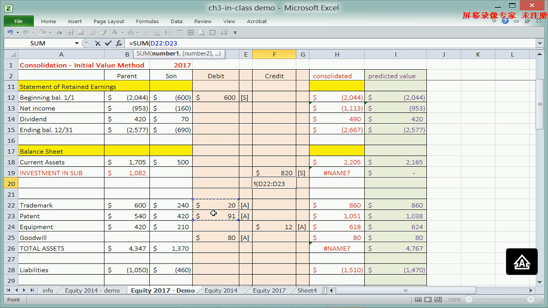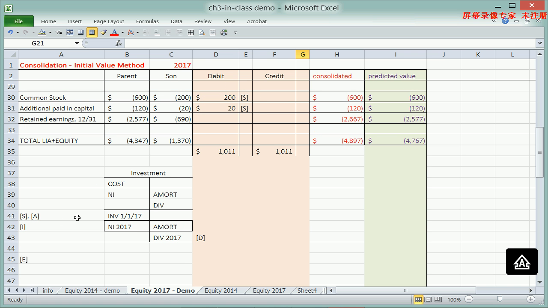These two, and this one, and the negative of this one. So that's A. Okay, it looks right. That's my A.